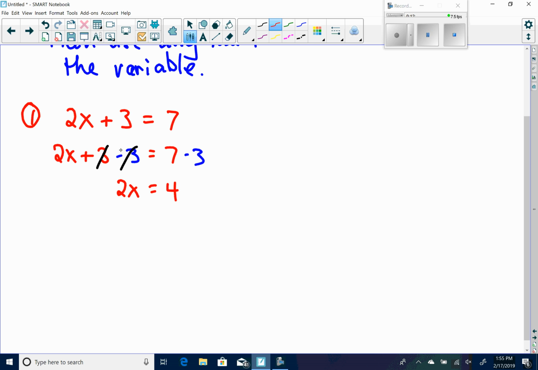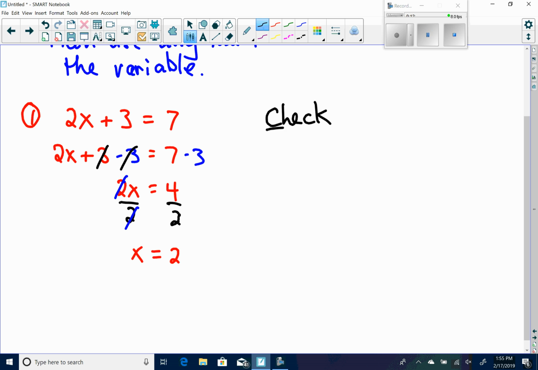So after taking care of that first step, I now have my second step here. I wish to get rid of this 2 that's being multiplied by the x. I'm going to do that by division. Divide left side by 2 and then the right side by 2. So these 2's are going to divide out. I'm going to be left with x, and 4 divided by 2 will give me a 2.